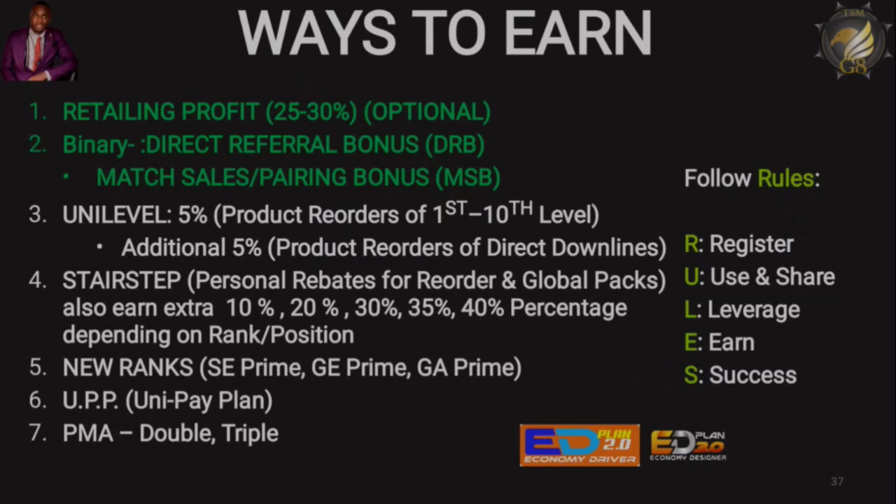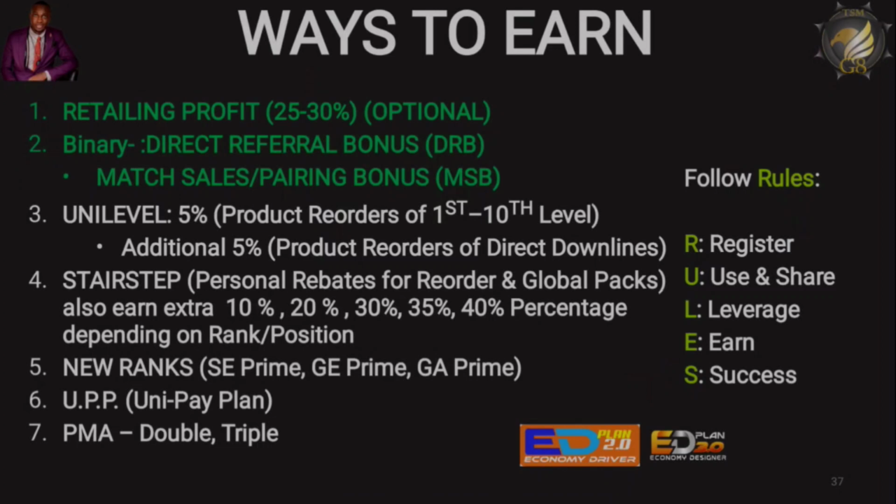Step, you're going to earn from personal rebates and reorders and global packages. If anyone joins your team with a global package or does anything in your team by connecting any person, you're going to earn 10%, 20, 30, 35, or 40% income depending on your rank and position. Then we also have new ranks, that is SE Prime, Silver Executive Prime, GE or Gold Executive Prime, GA or Global Ambassador Prime. These ranks expose you to more income, okay?